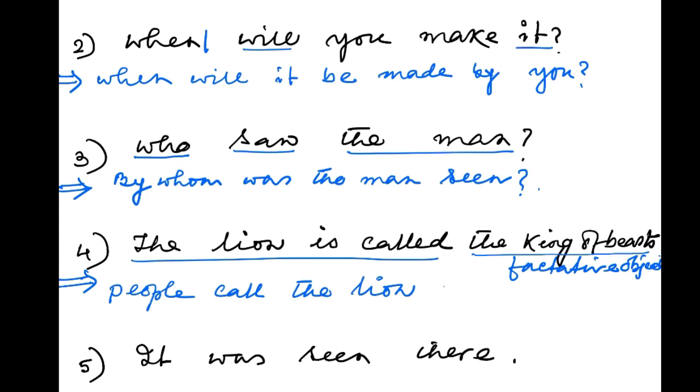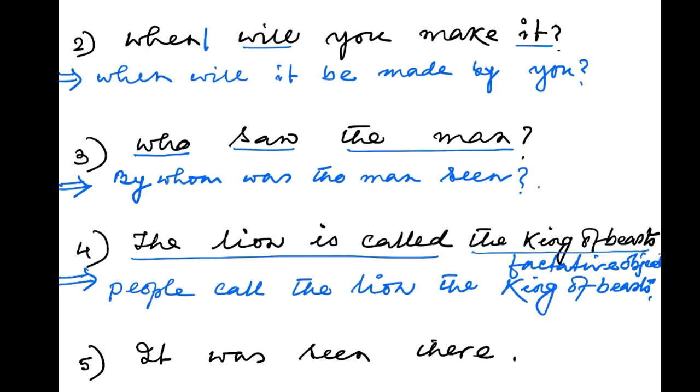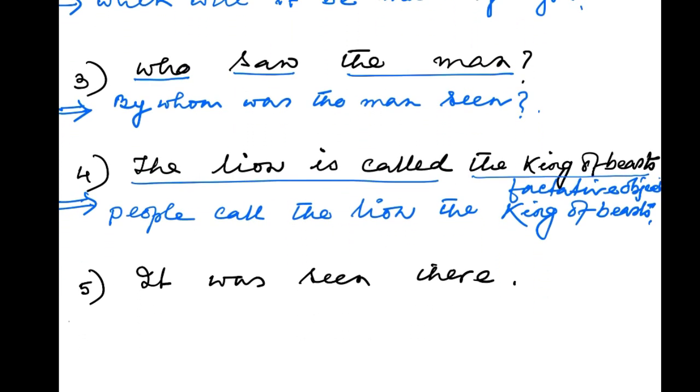People call the lion the king of beasts. Come to the last sentence of this group: it was seen there. It's a passive voice, and "was seen" means past indefinite. So the passive verb, past indefinite, will change into "saw" in the active voice.